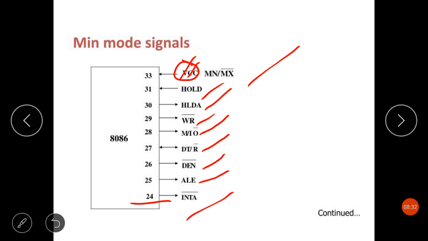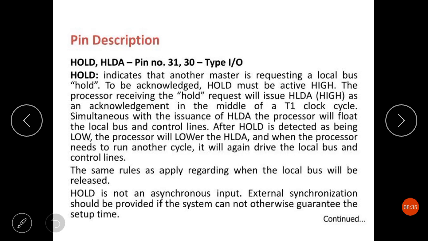Okay, so starting with the minimum mode signals. First is HOLD. That is HOLD or HLDA, the input output pins. A high on the HOLD pin indicates that another master, that is a direct memory access controller, is requesting to take over the system bus. On receiving the hold signal, the microprocessor outputs the HLDA signal high as an acknowledgement. At the same time, the microprocessor tri-states the system bus. A low on HOLD gives the system bus control back to the microprocessor, and the microprocessor then outputs a low signal on the HLDA pin.